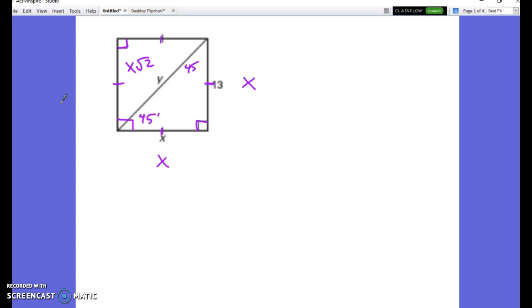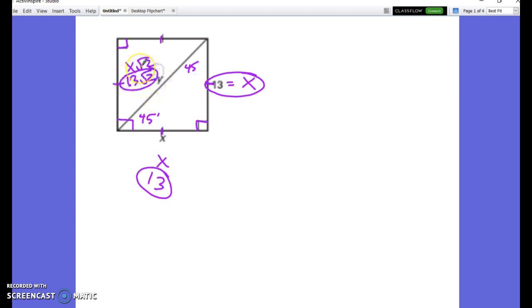If I look right here and go x root 2 equals y, that does me no good. How about x equals x? Again, nothing. But right here, x equals 13. I like it. So it follows the ratio. You now know that x, the x that you wrote in, is 13. So if that's 13, this must be 13, and this must be 13.